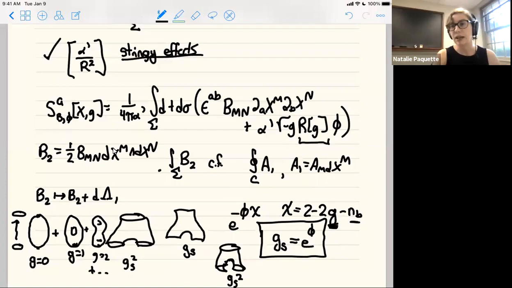And the string coupling being fixed by the vev of the dilaton is kind of the first and most important example of this that we'll see, but we'll see other examples of it later on in more general string compactifications.